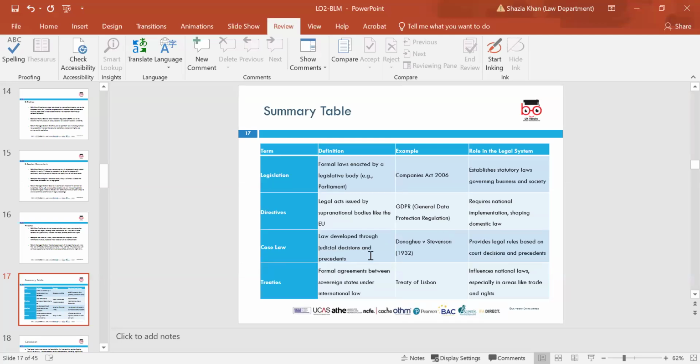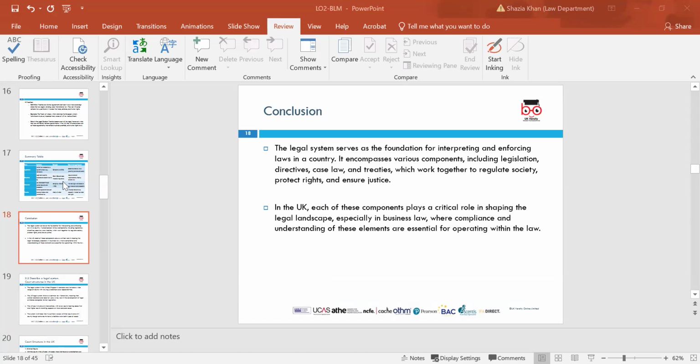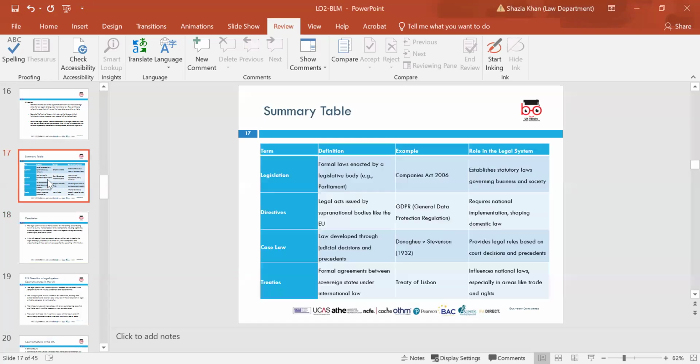Case law is law developed through judicial precedents and decisions. The case example we gave was the famous case of Donoghue and Stevenson, which identified the element of negligence. Its role in the legal system is to provide legal rules based on court decisions and precedents. And then treaties, which are formal agreements between sovereign states under international law. The examples are the Treaty of Lisbon and the Treaty of Paris.